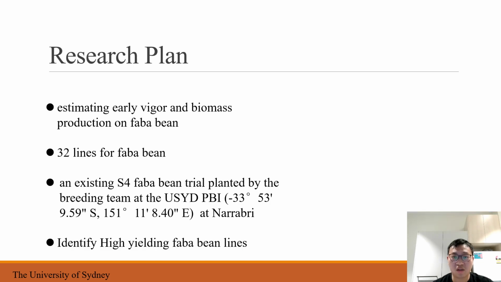The following part is the research plan. The Canopy app is designed to estimate early vigor and biomass production on faba bean. The experiment will consist of 32 lines of faba bean from an existing S4 faba bean trial planted by the breeding team at the University of Sydney Plant Breeding Institute. The experimental results from the trial site will be used for identifying high-yielding faba bean lines.